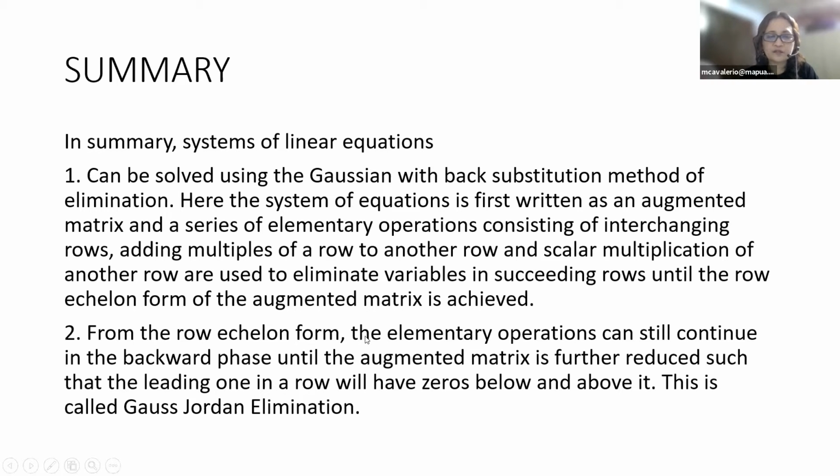From the row echelon form, the elementary operations can still continue in the backward phase until the augmented matrix is further reduced such that the leading one in a row will have zeros below and above it. This is called the process of Gauss-Jordan elimination.